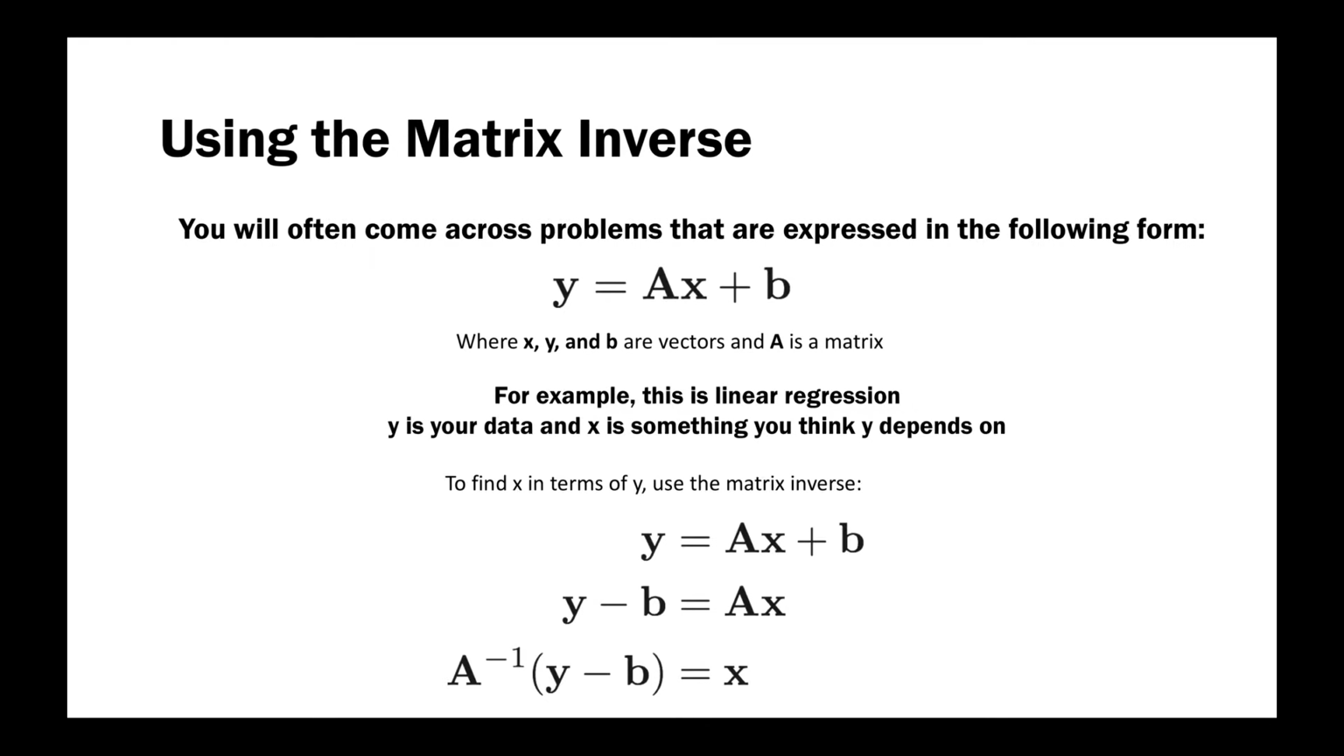So how do you go about using the matrix inverse? Well, oftentimes, and we'll see this come up many times, your problem, whatever it is, data analysis of some kind, can be expressed in the following form, where y, x, and b are vectors and A is a matrix. And you know y, and you want to find x. For example, linear regression is of this form. In order to compute x in terms of y, you would use the matrix inverse. First, you would subtract b from both sides, and then you would multiply by A inverse, assuming that it exists, on both sides, and then you get this expression for x.